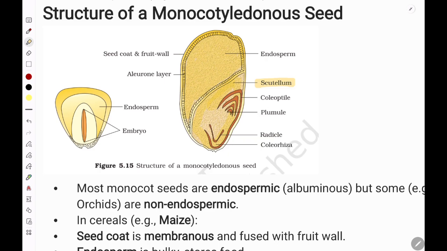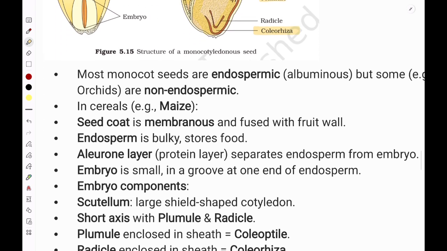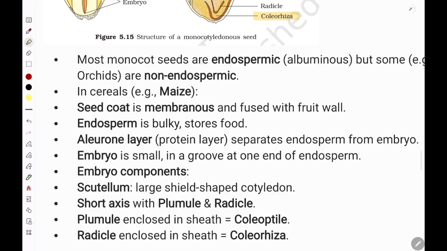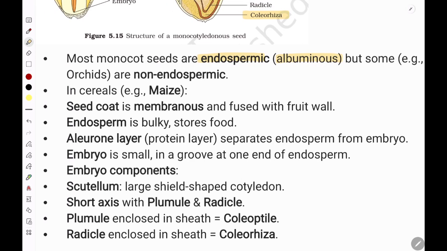The plumule and radicle have their protective layers. The layer above the plumule is called coleoptile, and the layer below the radicle is known as coleorhiza. Rhiza means roots, as you have remembered, and ptile, P for ptile, means the upper part of the plant. Most monocot seeds are endospermic, that means they are albuminous, but some are non-endospermic, like orchids.